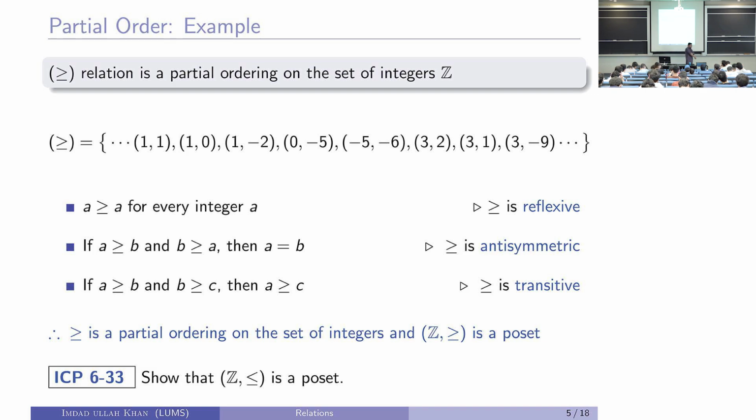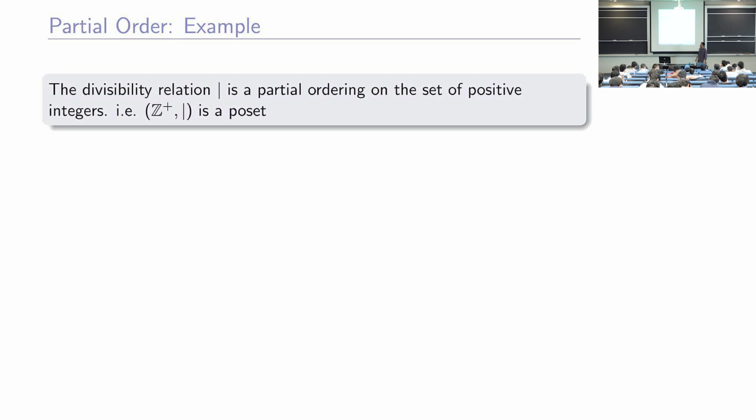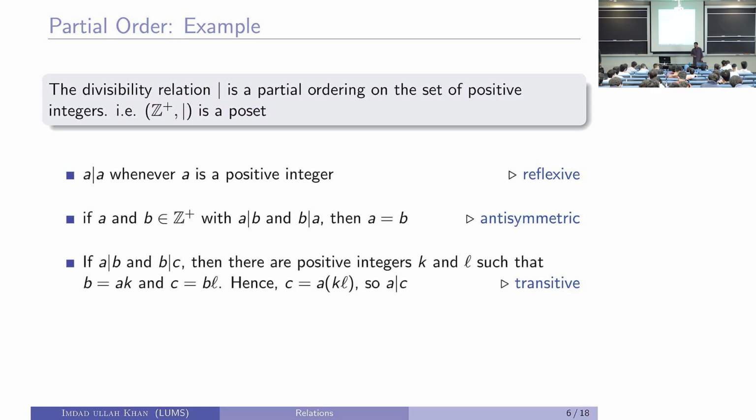Okay. The divisibility relation on the set of positive integers. So, we are talking about the set Z plus only, and the divisibility relation. So, what is the divisibility relation? A is related to B if A divides B.